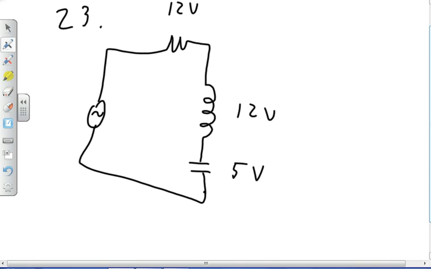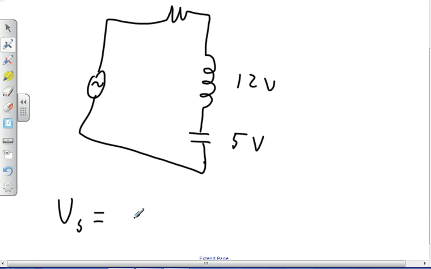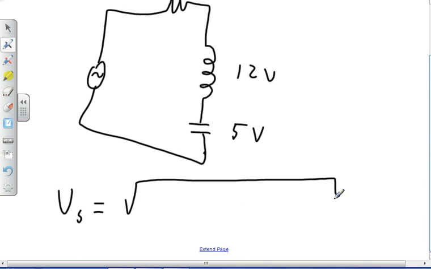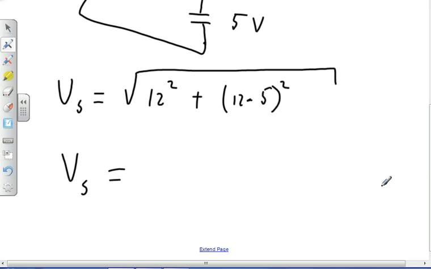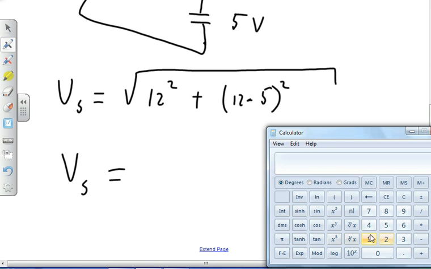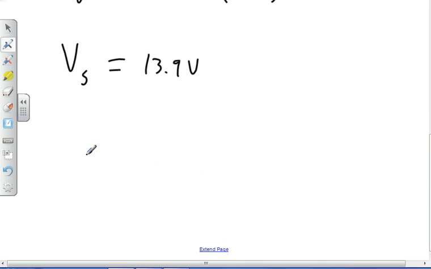Right, so the voltage of the source is equal to the square root of the voltage across the capacitor squared plus the difference between these two, which is 7. So 12 minus 7 squared. No, 12 minus 5, squared. So the voltage across the source, 144 plus 49, square root. 13.9 volts.